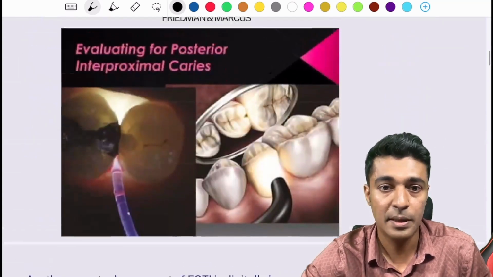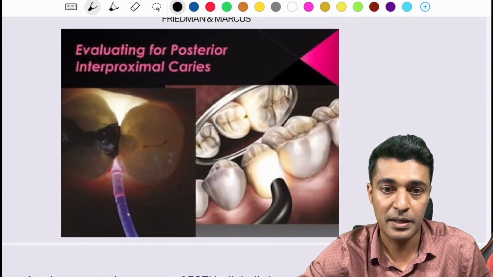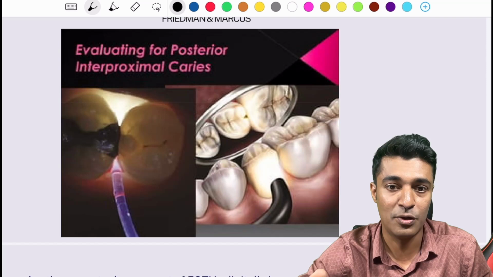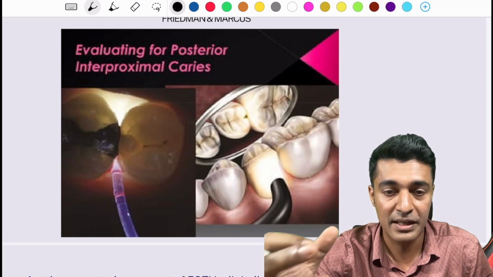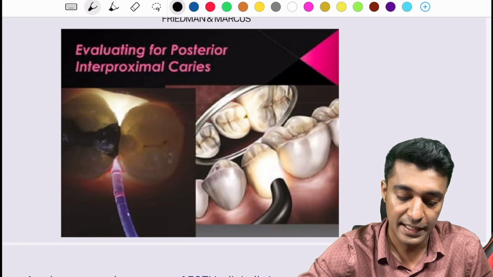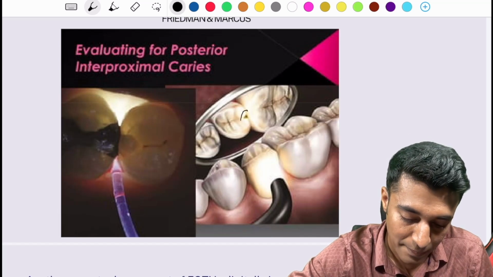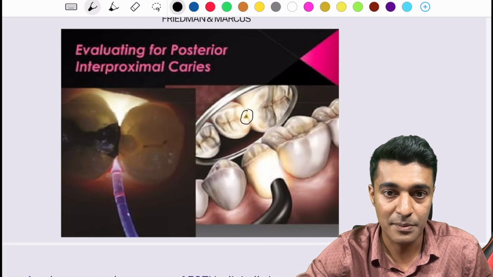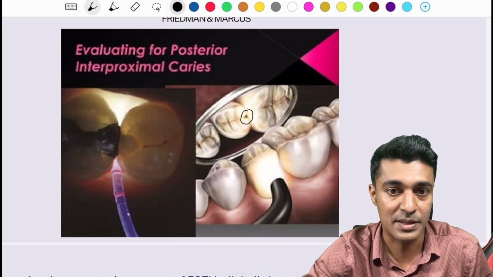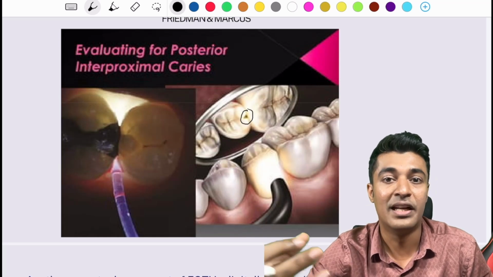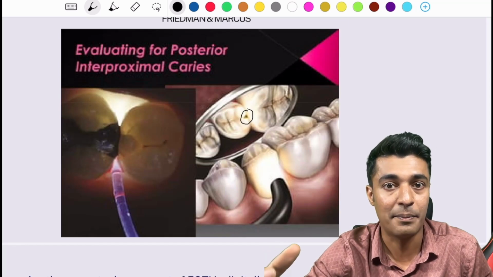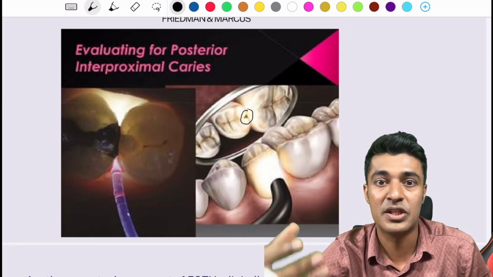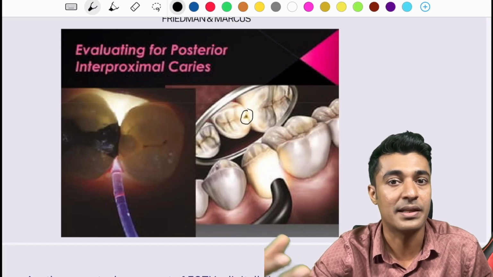If you look at this picture, we can see that during FOTI or the fiber optic transillumination, because of the difference in the index of light transmission, the caries area will appear darker than the rest of the tooth structure. So the principle is the difference in the index of light transmission. The decayed tooth will have a lower index of light transmission compared to the sound tooth, because of which it will appear darker on fiber optic transillumination.